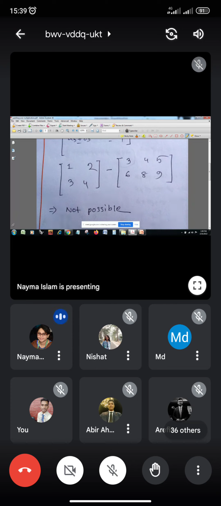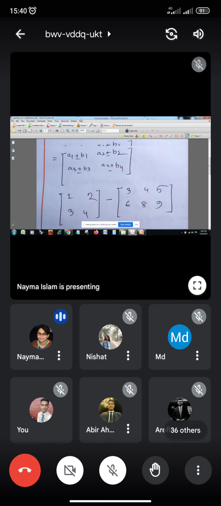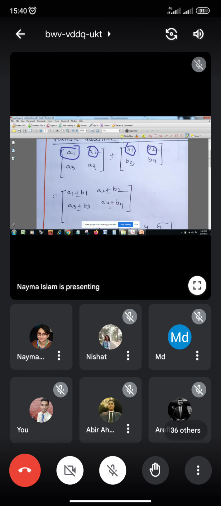So is it clear when addition and subtraction is possible, and how to add and subtract two matrices? Please tell me. Yes, ma'am. I know that almost everyone did this matrix chapter before in your intermediate, but still I'm telling you everything from the basics. Still, if you have any problem, you can ask me.